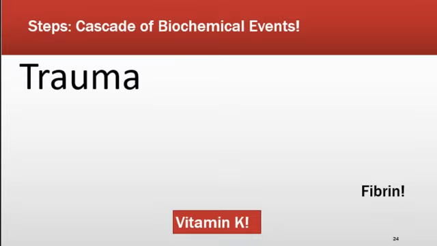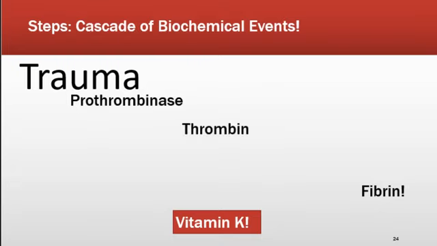Okay, so what do I want you to know about it? I'm not going to make you recreate that whole cascade of biochemical events, all of the factors between 1 and 14 or whatever they were, and all the A's and all that kind of stuff. But what do I want you to know? Here's what I want you to know. We have trauma of some sort, and the trauma will take prothrombinase, which is already there, and make thrombin.